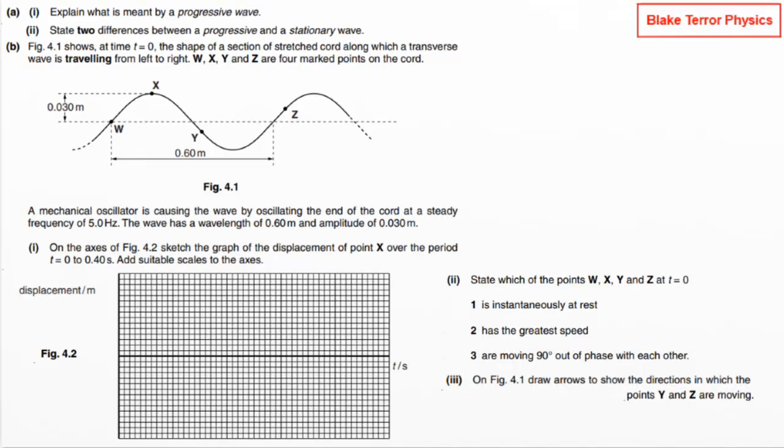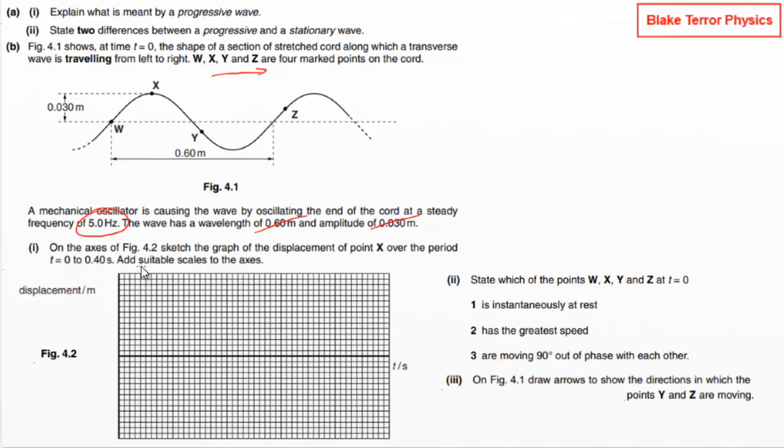Right, so part B. Figure 4.1 shows at time t equals 0 the shape of a section of stretch cord along which a transverse wave is travelling from left to right. So we've got that direction of travel. W, X, Y, Z, 4 points marked on the cord, and a mechanical oscillator causing the wave to oscillate at a steady frequency of 5 hertz. Right, that's new. Wavelength is on the picture, amplitude's on the picture. On the axis, sketch a graph of displacement of X over the period 0 to 0.4 seconds. Add suitable scales to the axes.